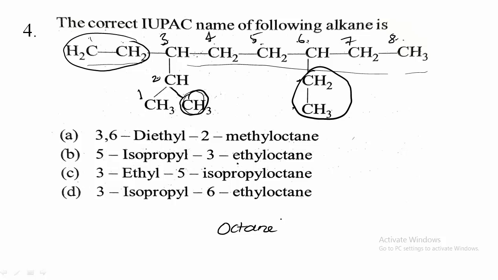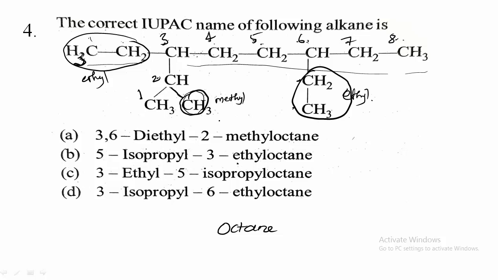Now you have to use the prefix, which indicates the substituent. How many substituents are there? 3 substituents are there. This CH3 is a methyl substituent. And here CH2, CH3 is an ethyl group. And this one is also an ethyl group. So 2 ethyl groups and 1 methyl group are there. So how to name this?